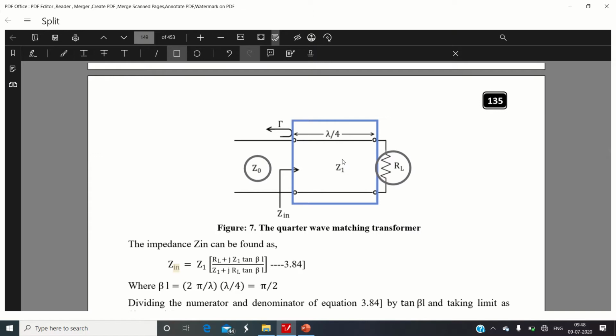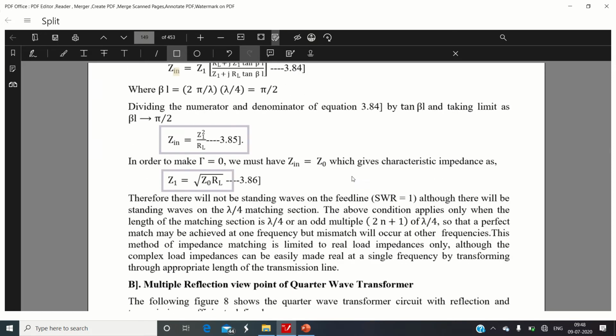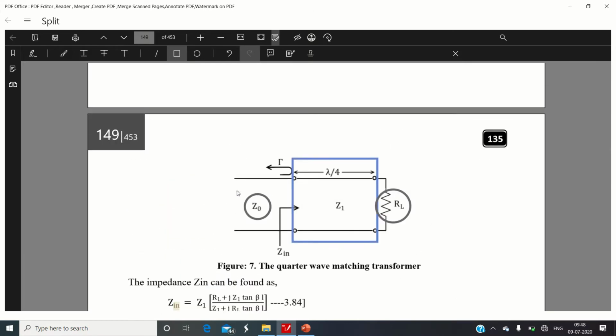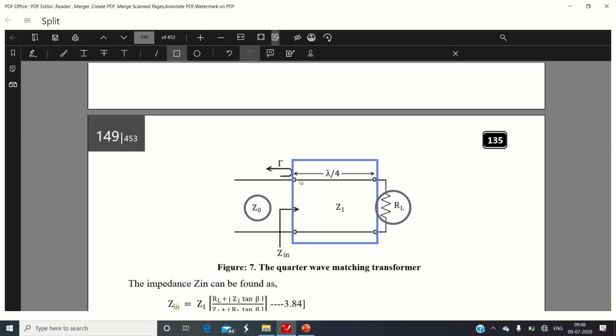So how is the Z1 value given? Simply it is given as the square root of the product of the characteristic impedance of the transmission line multiplied by the given value of real load impedance. Here it is given in equation 3.86. So with this particular value of impedance, if we take a transmission line of length λ/4 at a given operating frequency, we will ensure that gamma is going to become 0 and there will not be any reflected waves on the main transmission line.